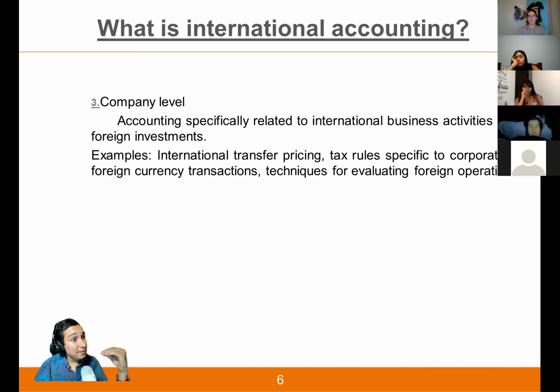And we will watch international operations accounting at a company level. Accounting specifically related to international business activities and foreign investments. Okay, guys, please tell me, what types of risk do you have in an investment? Tell me all the risks that come to your head. What if I want to invest in a USA corporation and I'm based in Mexico? Tell me all the risks that you can assess.